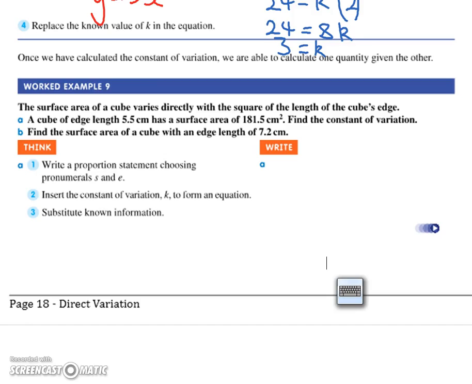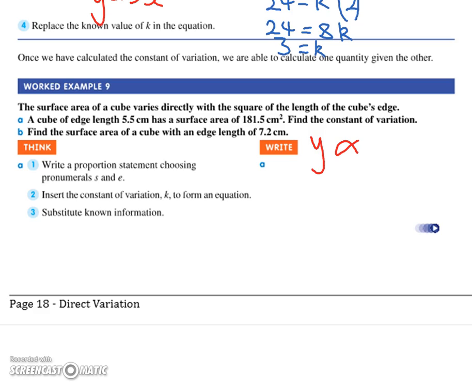So the surface area of a cube varies directly with the square of the length of the cube's edge. Okay? So we need to write a proportional statement. Jacinda, what are we going to write? Proportional statement. Yeah, there's going to be an alpha in there. What else? Y is in proportion to. Good.